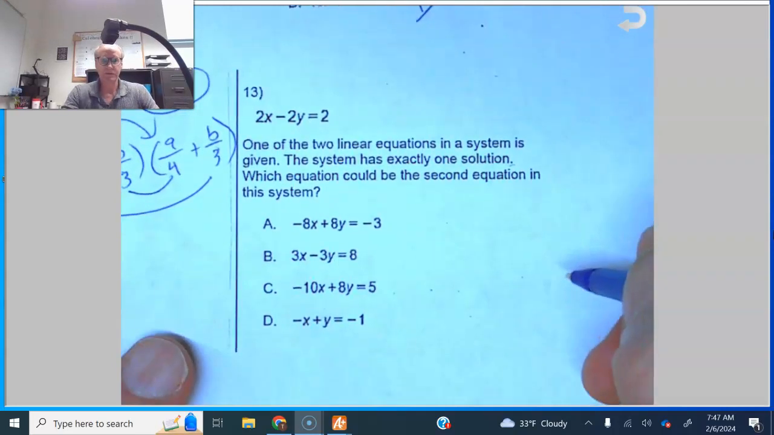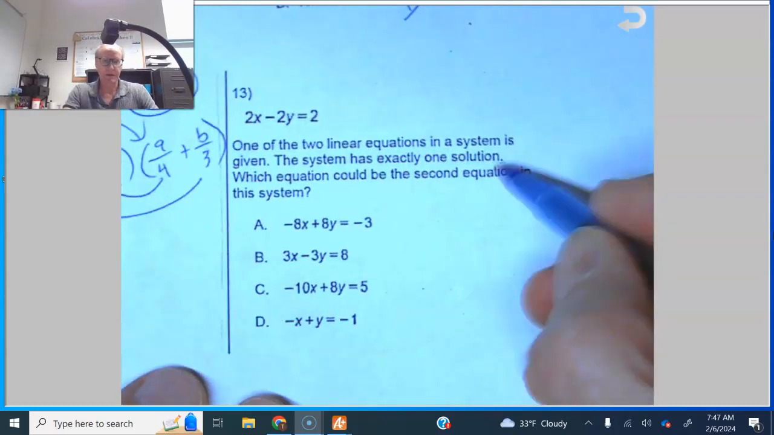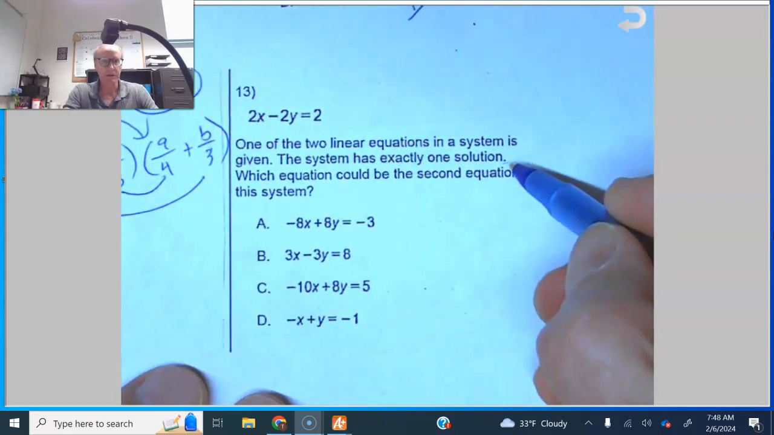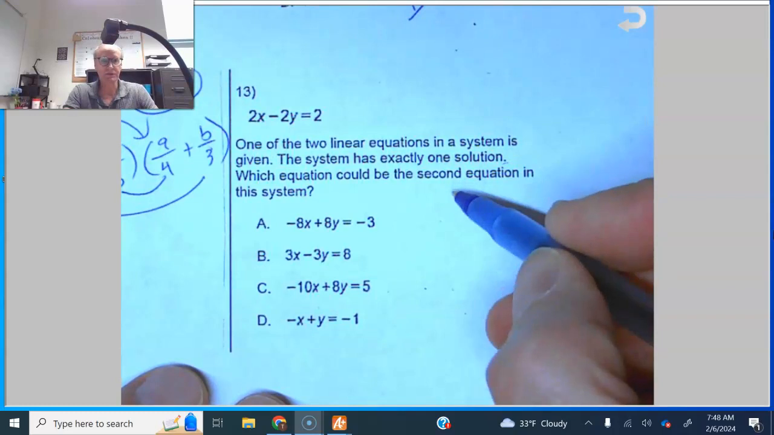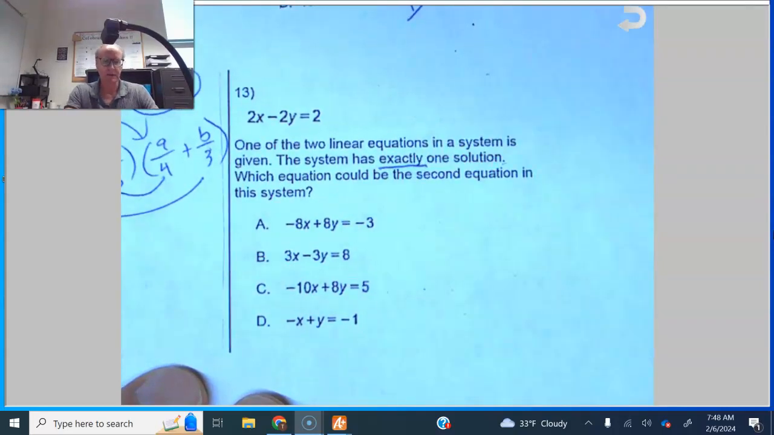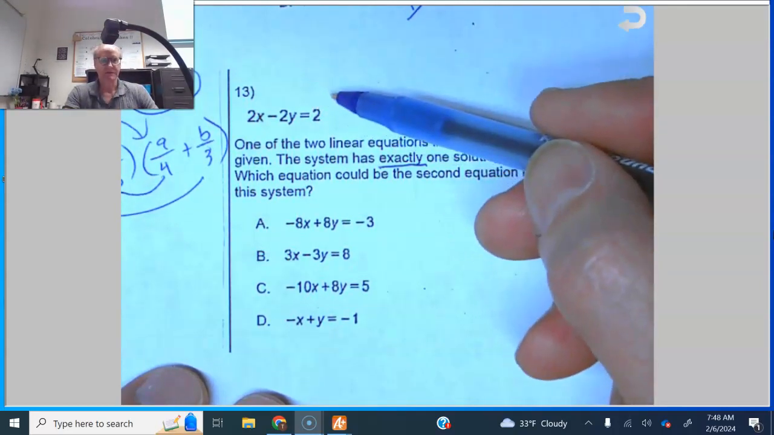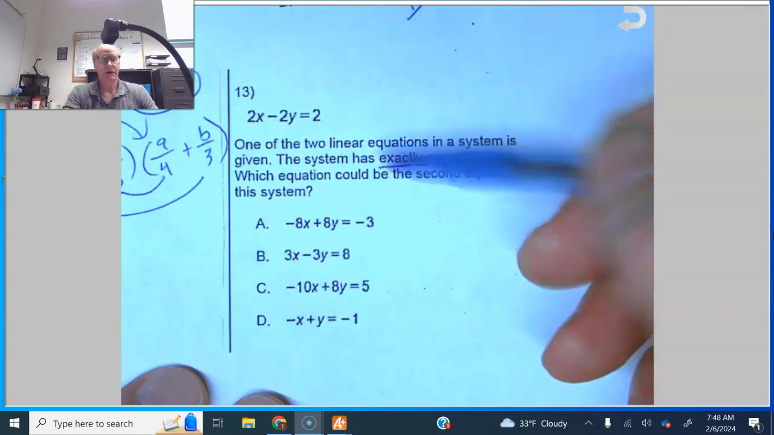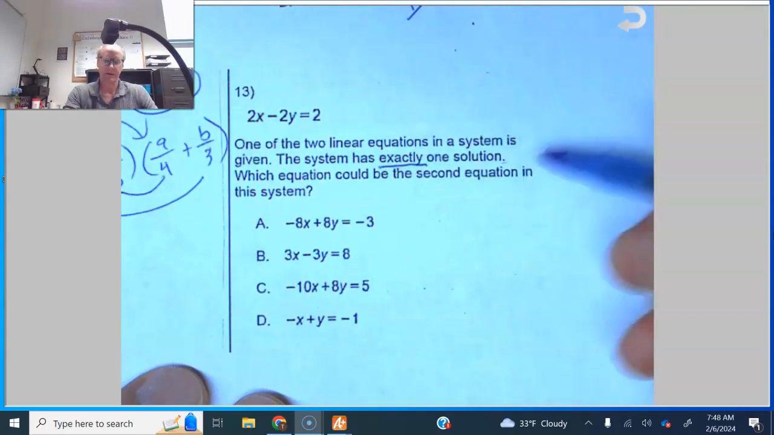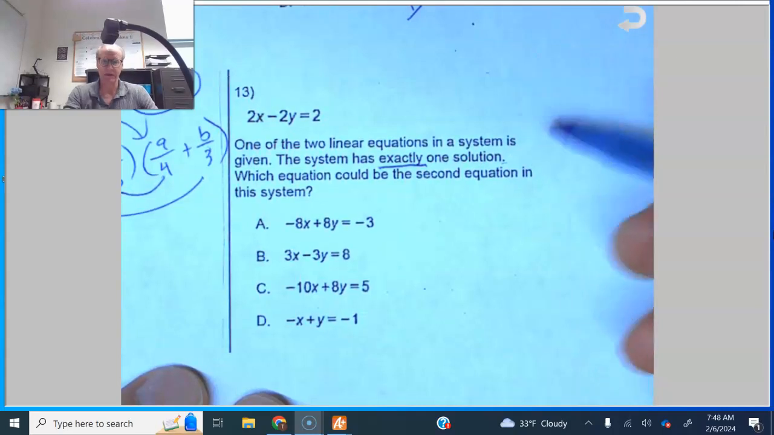One of these 2 linear equations in a system is given. The system has exactly one solution. Which equation could be the second equation in this system? Oh, it has exactly one solution. Okay. One of the things they're asking about is you can't have parallel lines in a system of any way. They can't be parallel or equal.